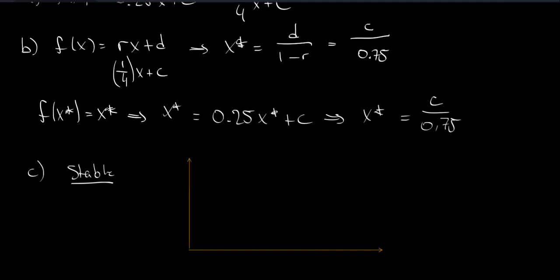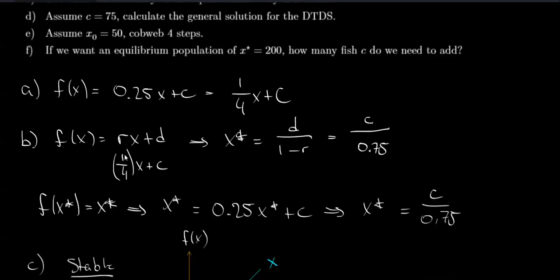This is going to be our axes here. This is our x, this is our f of x. Remember, we always need the neutral line here, y is equal to x. Boom, we've got that guy. And now, how do we put down our 0.25x plus c, right?